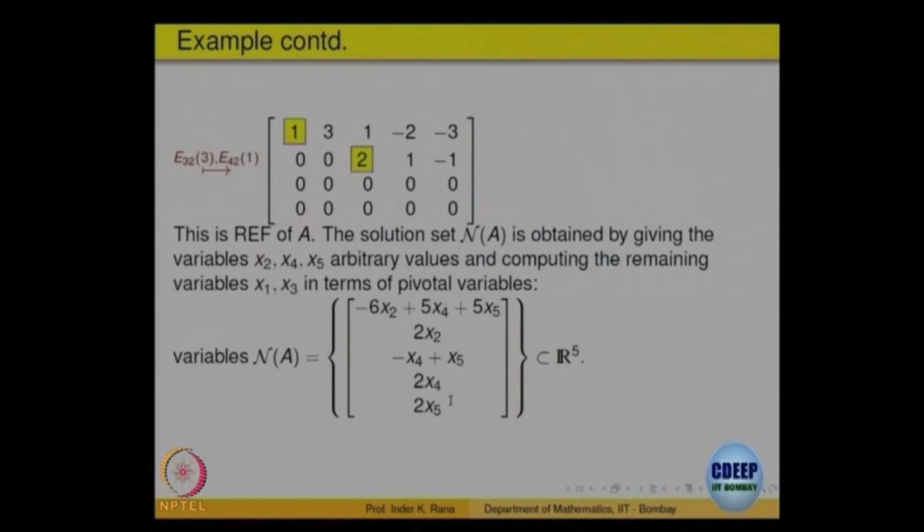The basic idea is you give arbitrary values to those non-pivotal variables and compute everything in terms of them, right. I could have divided everything by 2, I would have gotten fractions, but that will not change the solution set, right. A scalar multiple will not change the solutions. Is it clear now? Okay.